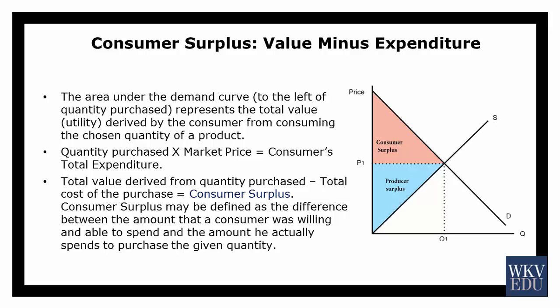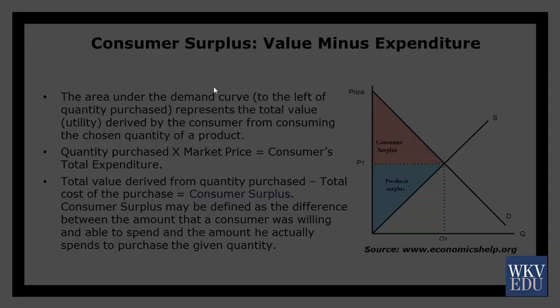The difference between the total value derived from the quantity purchased and the total cost spent on the purchase of that commodity equals the consumer surplus. Alternatively, consumer surplus can be defined as the difference between the amount that a consumer is willing and able to spend, and the amount he actually spends on that particular commodity.